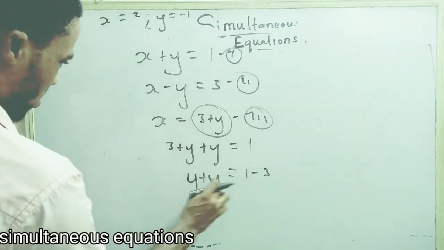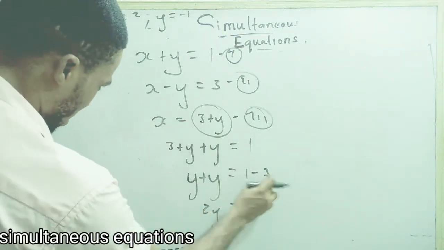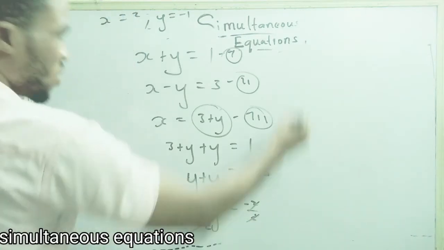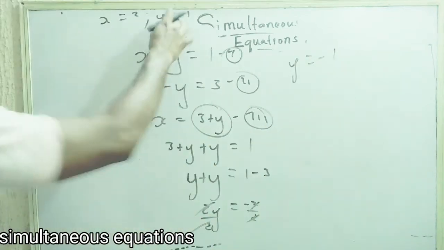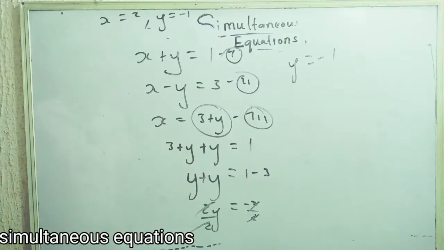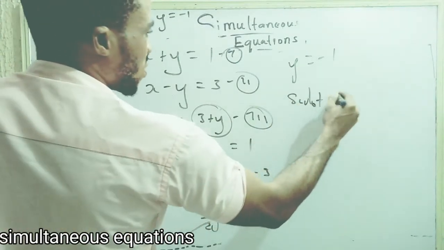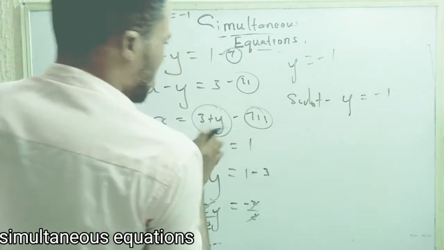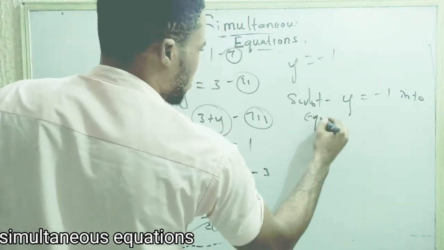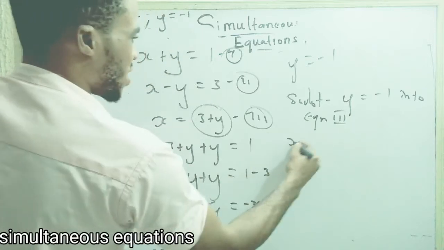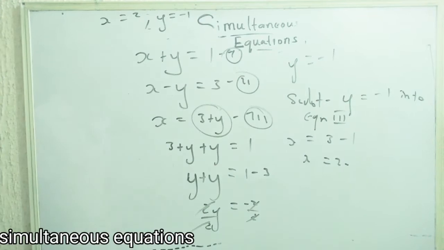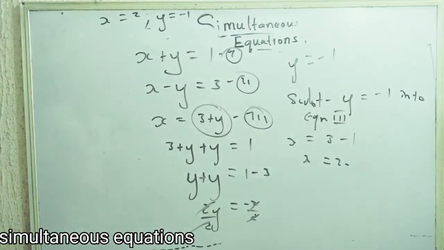I have this plus this is 2y. 1 minus 3 is minus 2. Divide both sides by 2. This cancels, this cancels. y is equal to minus 1, as before. Now back substitute y equals minus 1 into equation 3. So I'm going to have x is equal to 3 minus 1. x equals 2, as before.